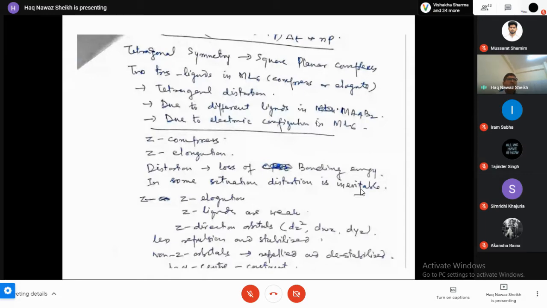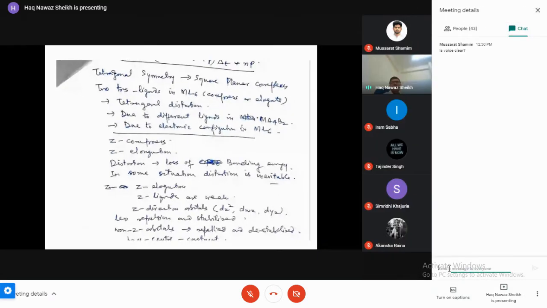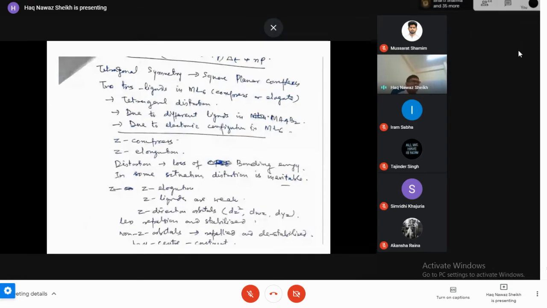So as I said earlier, there are two kinds of distortions. Sometimes it can happen the reverse way. That is, you have a mixed ligand complex. A bond is longer because A is a weaker ligand. So in that situation, we will have Z compression, the first one, Z compression. If it is reversing, that is the ligand is stronger and B is weaker, obviously then this Z elongation will take place, that the bond along Z direction will be longer and weaker, and bond along X and Y direction will be shorter and stronger, right?